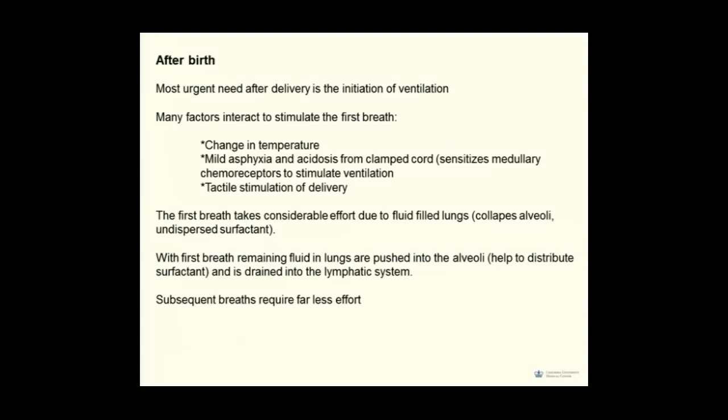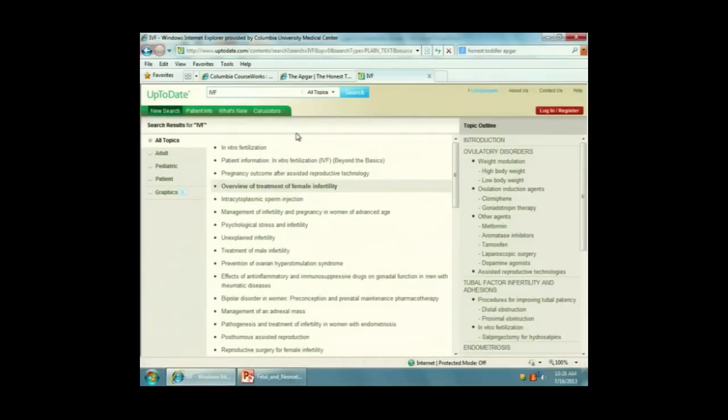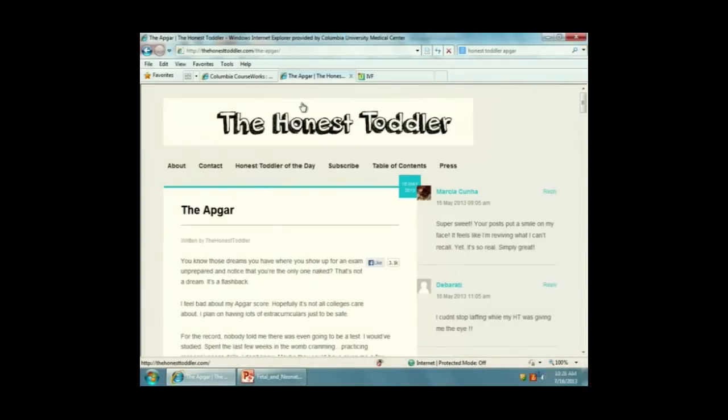So, Honest Toddler. I'm actually excited that none of you have seen this, because it is maybe the funniest thing in the whole wide world. It's a blog that's written from a toddler's perspective, by a mother. I shouldn't have told you that. One of my favorite entries is called the Apgar.